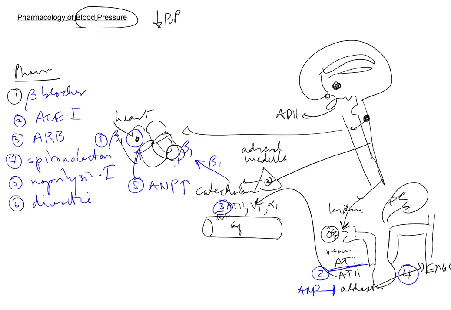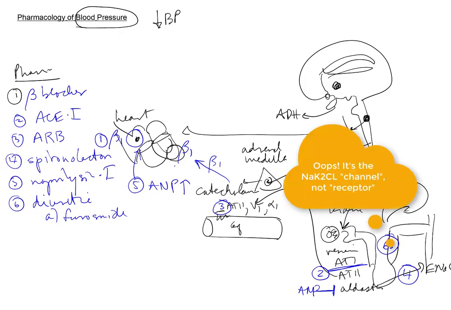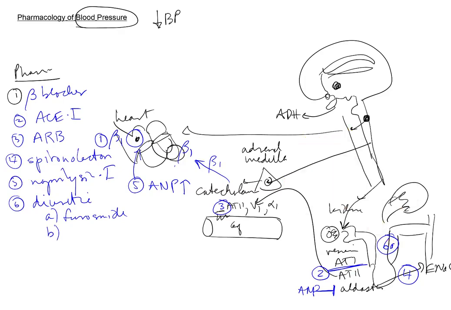Diuretics work at two different levels. Furosemide, which we use in congestive heart failure, is going to work here in the thick ascending limb at the level of the sodium-potassium-2-chloride receptor. Thiazides work at the level of the distal collecting tubule, where they block the sodium chloride exchanger.